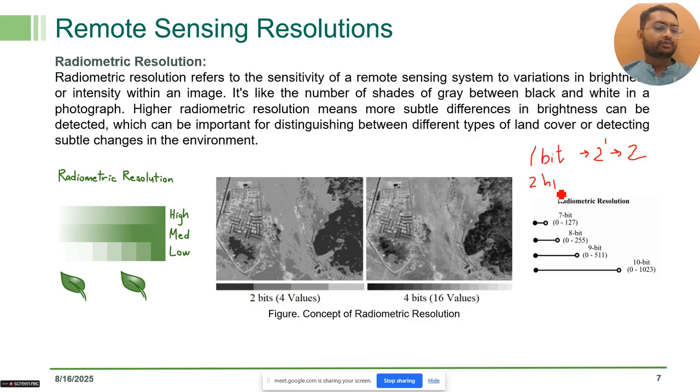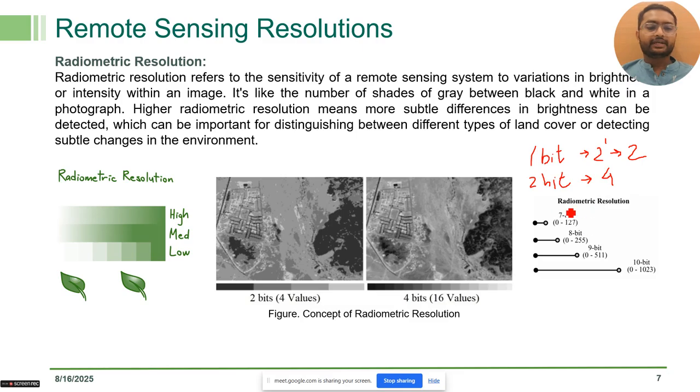then it will become 2 to the power 2. So it can now store 4 different values in the case of 2 bits. And 4 values means the highest value will be white, the lowest will be black, and the other two are the shades between black and white.